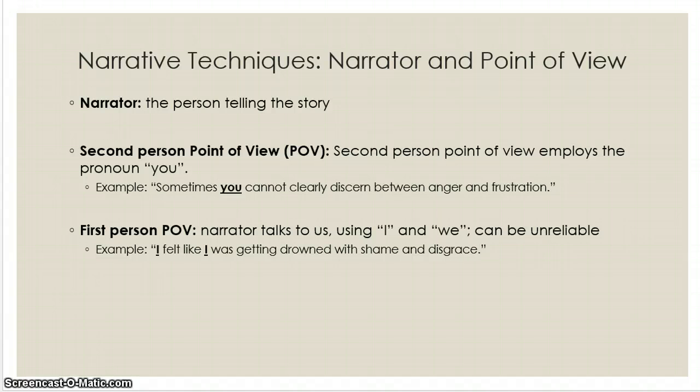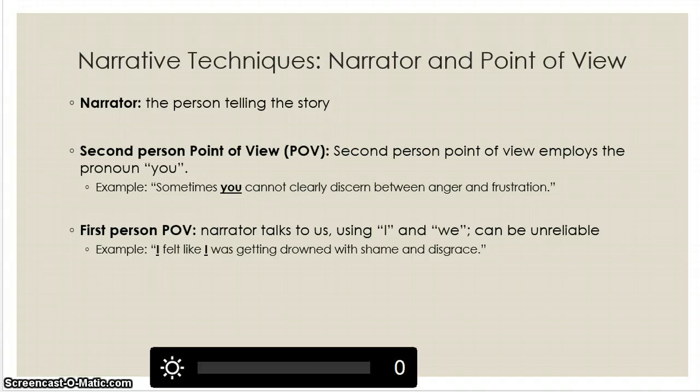Your second type of point of view is first person point of view. This is where the narrator or person telling the story uses words such as I and we. And they can be unreliable, because the first person point of view means that there's one person, and you only see one person's side of the story. So in a book or a movie, you may see an example like, I felt like I was getting drowned with shame and disgrace. The entire story is told through their point of view, through their eyes. And you don't get to see other people's feelings or thoughts, just theirs.